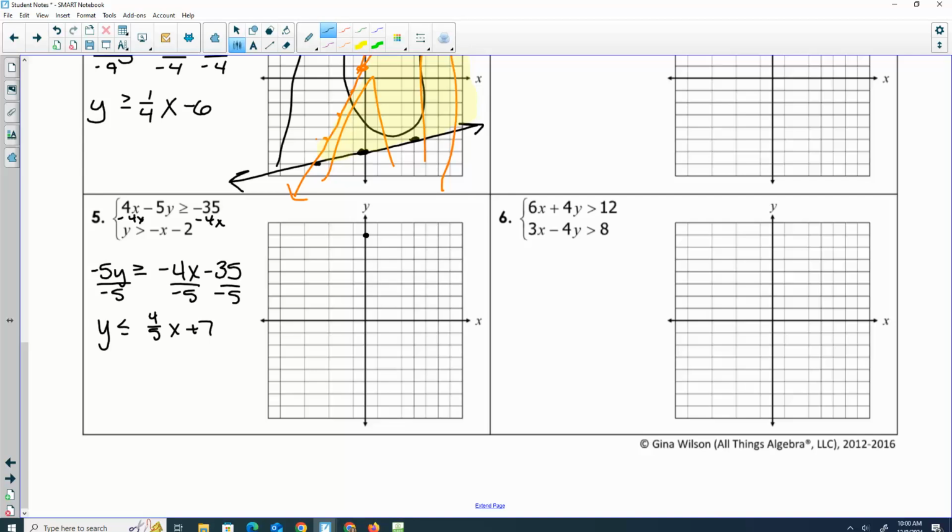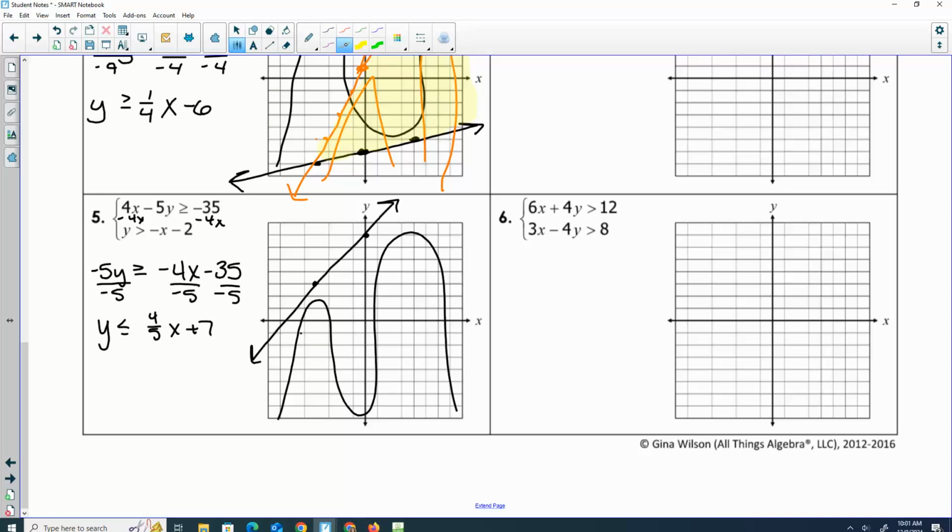So we start at 7. Slope is up 4 over 5, or you could go down 4 and back 5. So solid or dash for that one? Solid. Solid because it had an equal to. Okay, less than means I'm currently shading below this line. So that's the first line of shading.